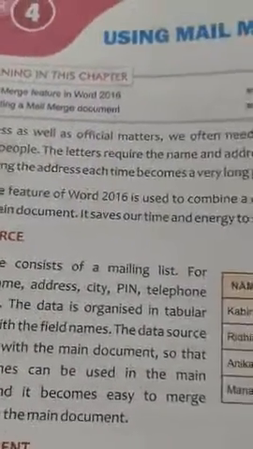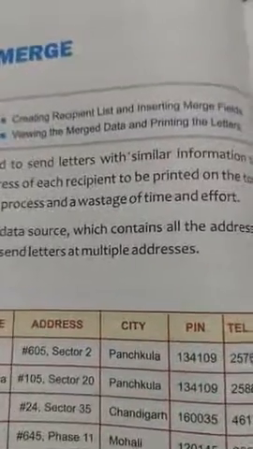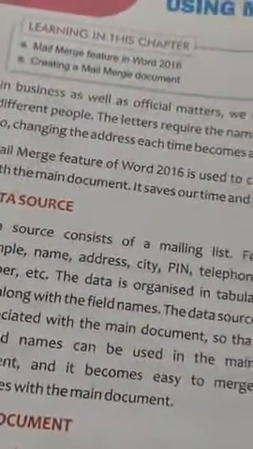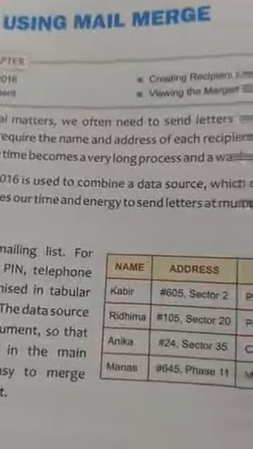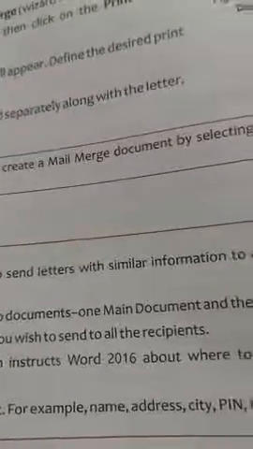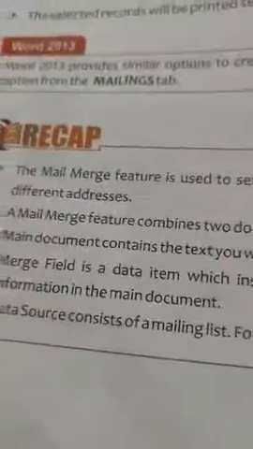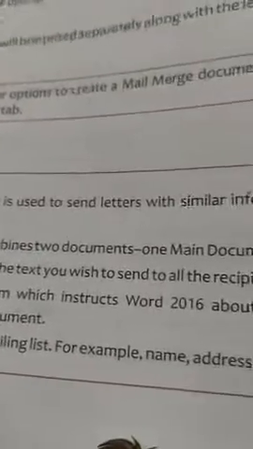So, the mail merge feature of Microsoft Word is used to combine the data source, which contains all the addresses, with the mail document. It saves our time and energy when sending letters to multiple addresses. So, Microsoft Word's mail merge is a very useful feature. The mail merge feature is used to send letters with similar information to a number of people at different addresses. A mail merge feature combines two documents, one main document and the other a data source.